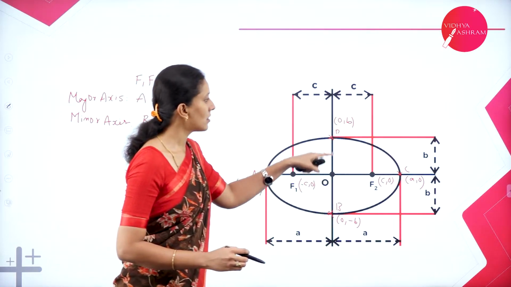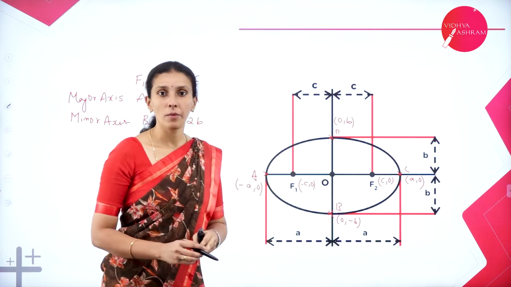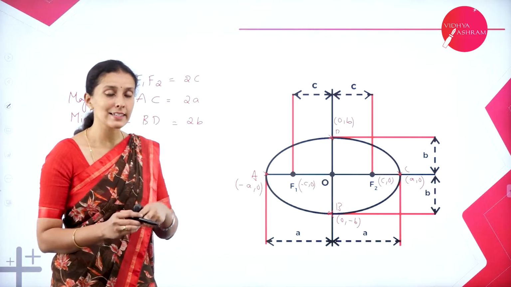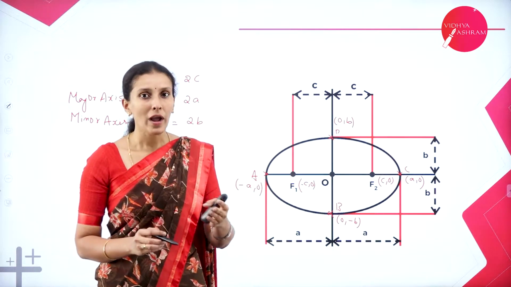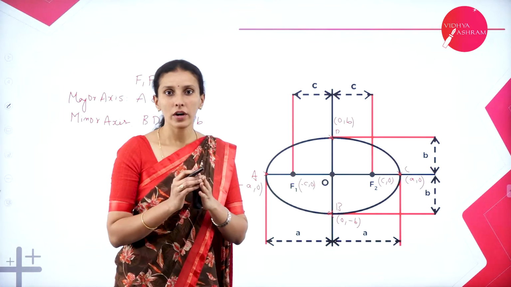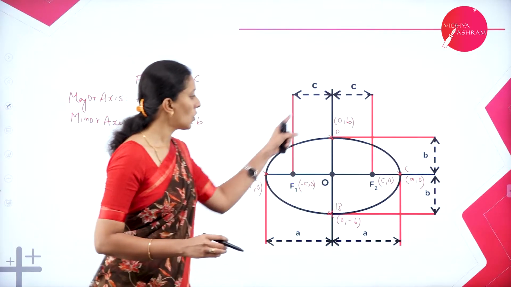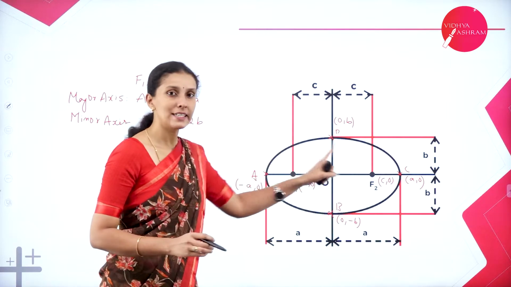So it is at a distance b from the center. So I can write it in the form 0, b, because on the y-axis the x coordinate is 0 and the y coordinate has its value. On the x-axis, the x coordinate has its value and the y coordinate is 0. So these are the coordinates of the vertices.